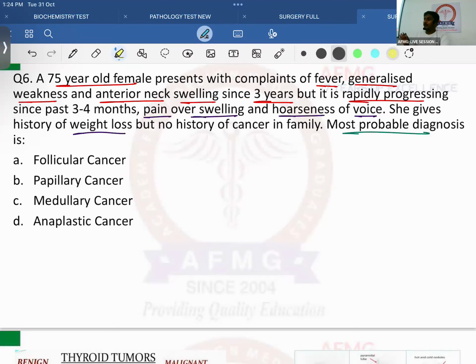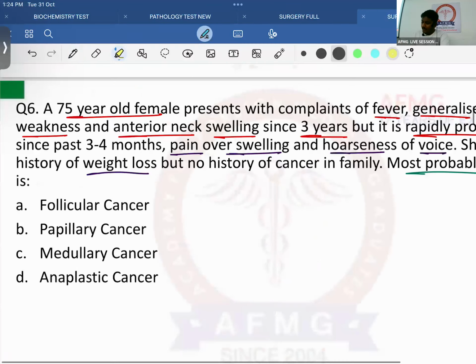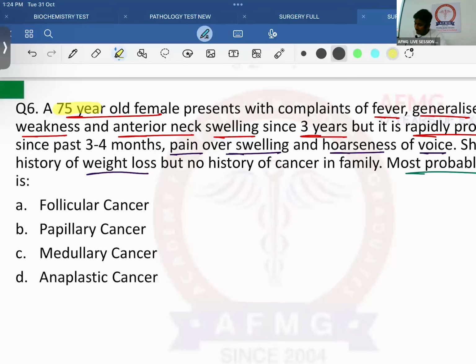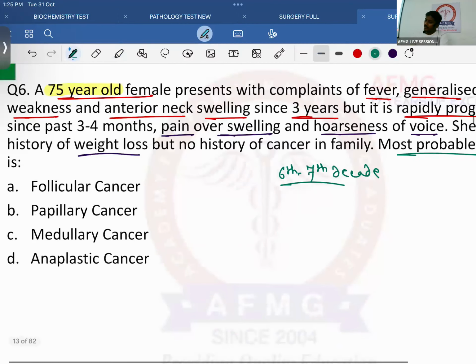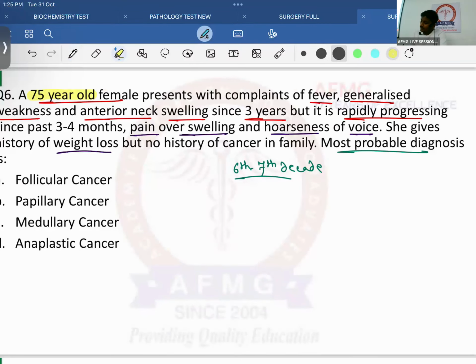Important, definitely. क्या क्या keywords क्या क्या थे तुम्हारे बेटा? सबसे पहले age group of the patient. Definitely 6 to 7 decade of life. ठीक है, 6 to 7 decade of life was the age group. Second important, all thyroid cancers are more common in males or females? Females. Definitely, along with that, there is fever, generalized weakness, anterior neck swelling. 3 years. Next keyword was rapidly progressing.